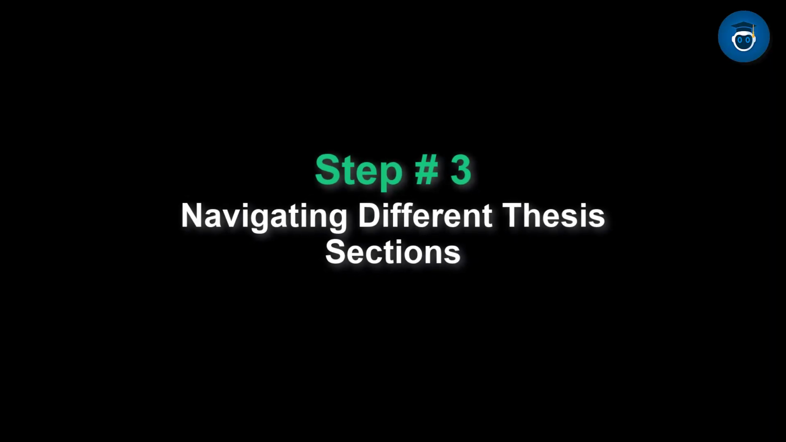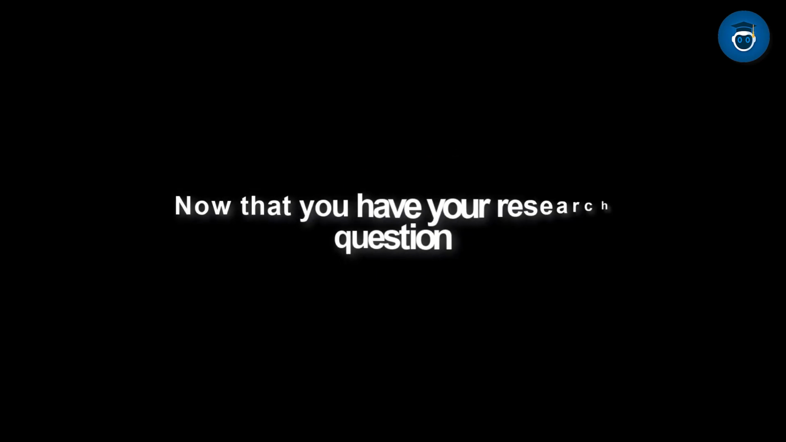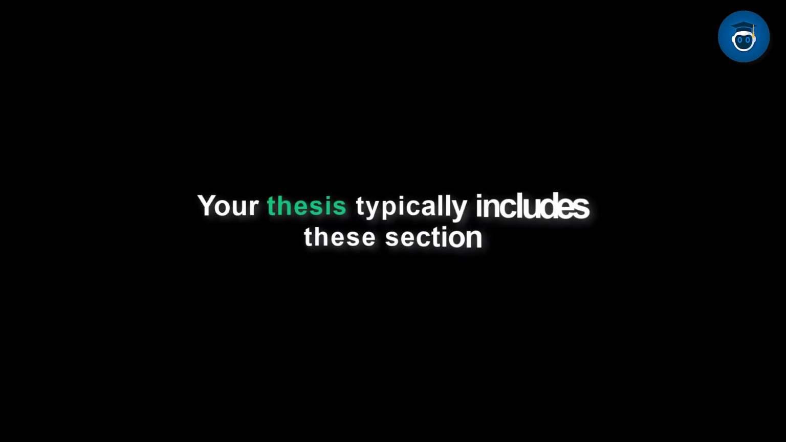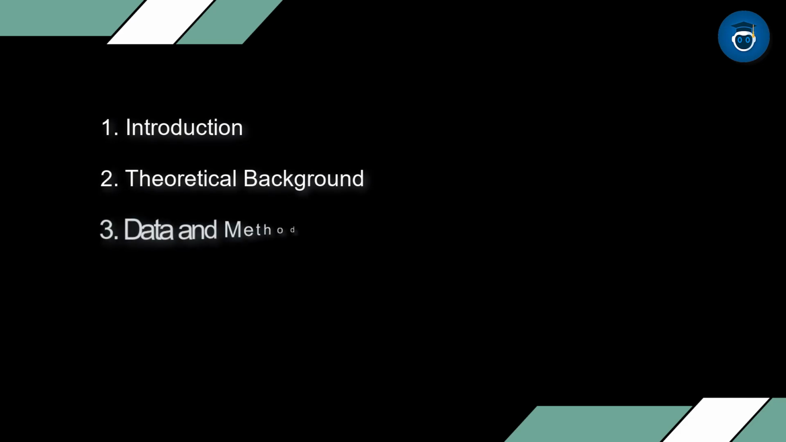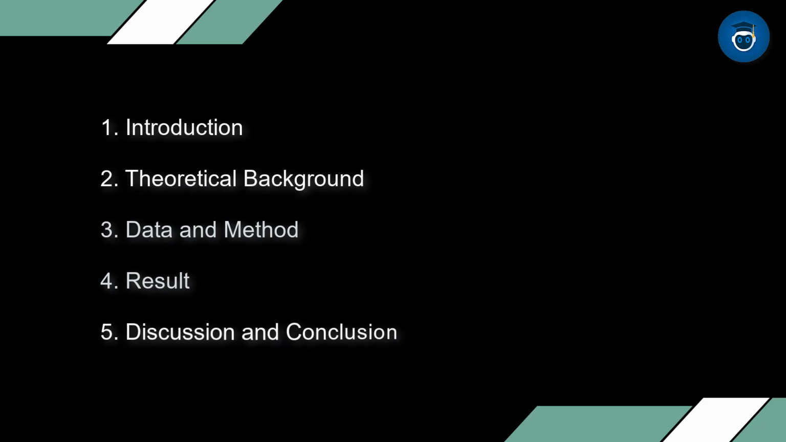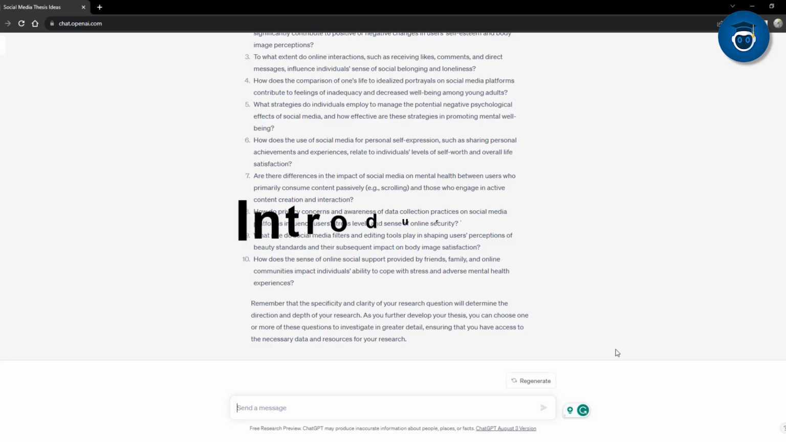Step number 3. Navigating different thesis sections. Now that you have your research question, let's explore the key components of a thesis and how ChatGPT can support you. Your thesis typically includes these sections. 1. Introduction. 2. Theoretical background. 3. Data and method. 4. Results. 5. Discussion and conclusion.